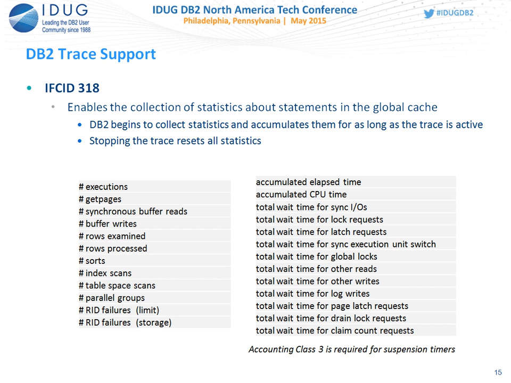So IFCID 318 is the key to everything here as far as the statistics you're going to get out of it. And as long as you have accounting class 3 on as well, we can see all the suspension timers. This isn't a complete list of all the stats in here, but they are runtime stats that are cumulative for that statement. So you'll see over time as it progresses, if you push this information out to the dynamic statement cache table, you can see things like how many times it executes, getpages, buffers, I/O, did it do a table space scan, the locks, suspensions, reasons for class 3 suspension.